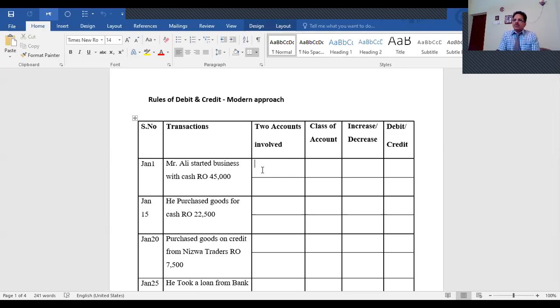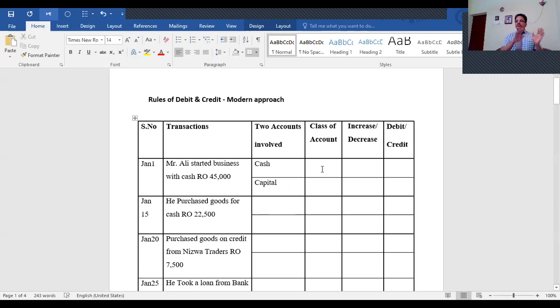The two accounts are, one is Ali, but in Ali's books of account, Mr. Ali is doing the business, so his own account will not be written. It is written as capital account. So Ali the businessman's personal account is called capital account. The two accounts are one, capital, and the other is cash. Cash is coming in. So the two accounts are cash and capital. These are the two accounts.